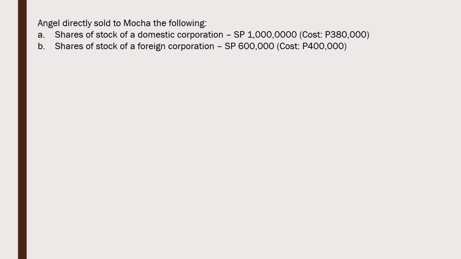Let's proceed to problems on capital gains tax. Angel directly sold to Mocha the following: shares of stock of a domestic corporation sold at 1 million pesos with a cost of 380,000. Shares of stock of a foreign corporation sold at 600,000 and the cost of 400,000. First, we get the net capital gains, which are 620,000 for the domestic shares and 200,000 for the foreign shares.